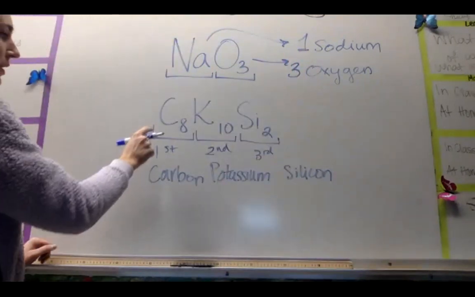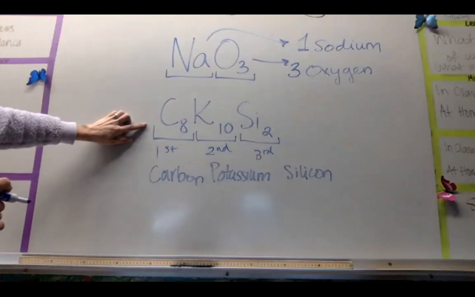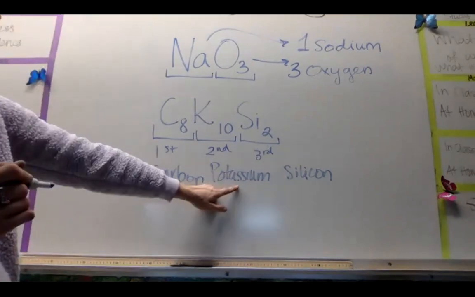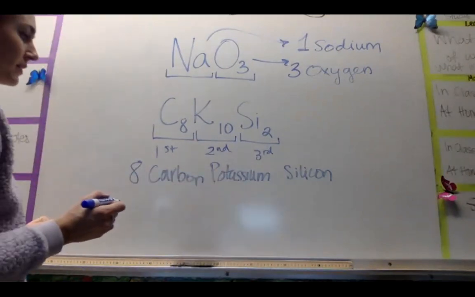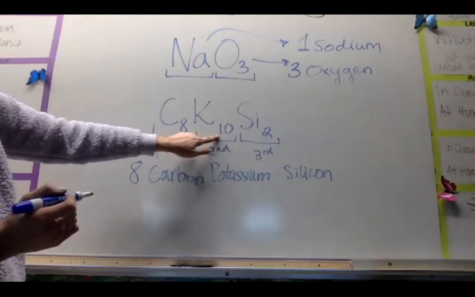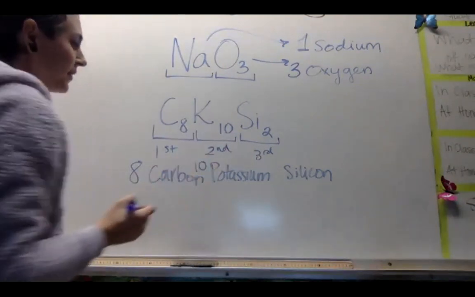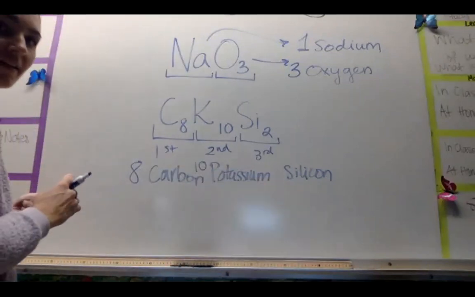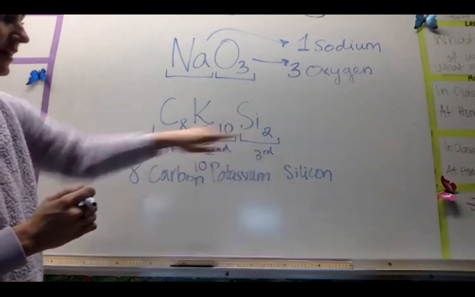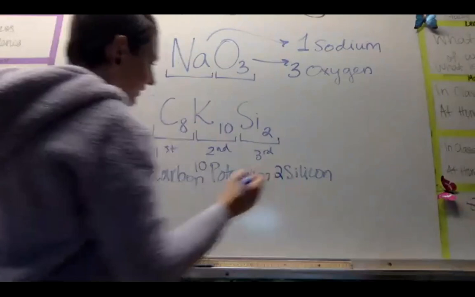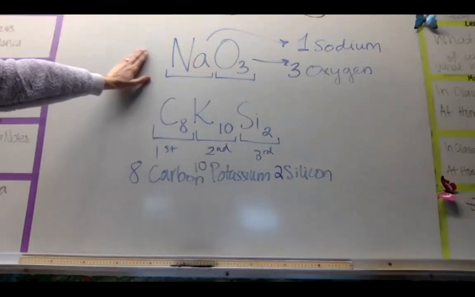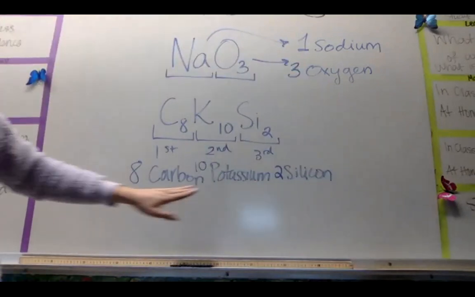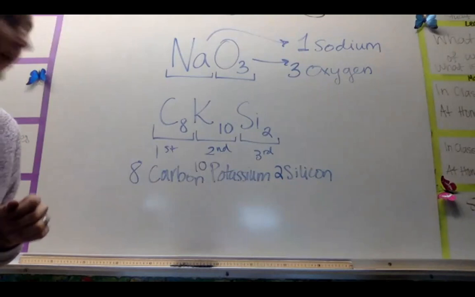Okay, so then how many carbon do I have? 8. We have 8 carbon. How many potassium do I have? 1. Oh no, 10. 10 potassium. And then I know there's a bad glare. How much silicone do I have? 2. 2. Perfect. So now I know, looking at this one, I have 1 sodium and 3 oxygen. And then down here, I have 8 carbon, 10 potassium, and 2 silicone.